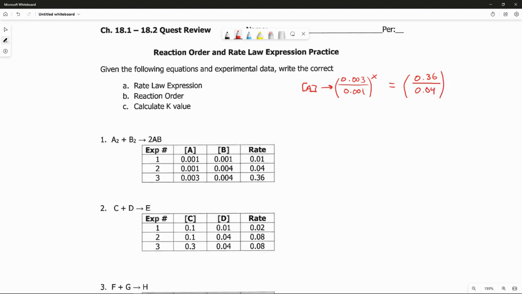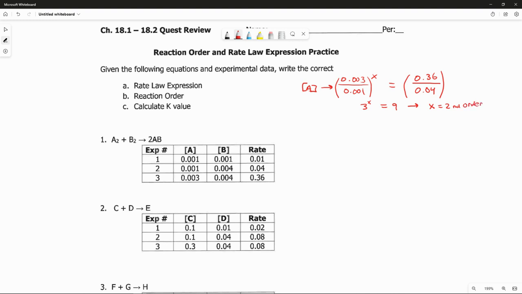So how do we solve this? All you have to do is type this into your calculator, which will give you 3 to the x, carrying the x down, equals, and divide this part right here, which should give you 9. So from this, we can tell that x is going to be 2. So this is second order.